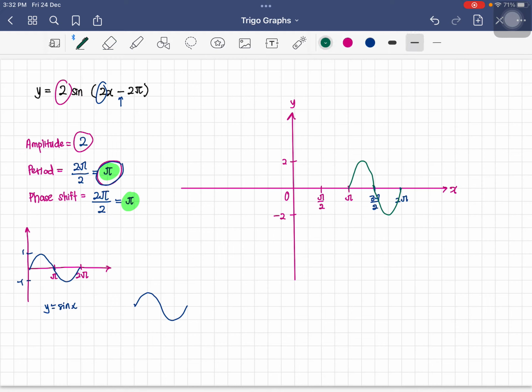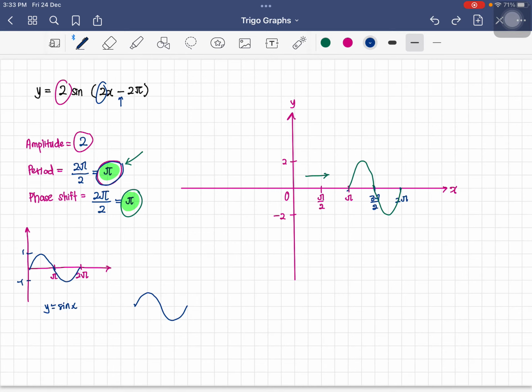This phase shift means that if it is positive, we move it to the right by pi units, and it looks like this. We note that one complete cycle is within 2 pi minus pi, which is pi, which is the period. Depending on the question, if it asks you to sketch from pi until 2 pi, then you just stop there. But if the question asks you to sketch from 0 until 2 pi, then you just need to extend this one, something like that. It depends on your question.